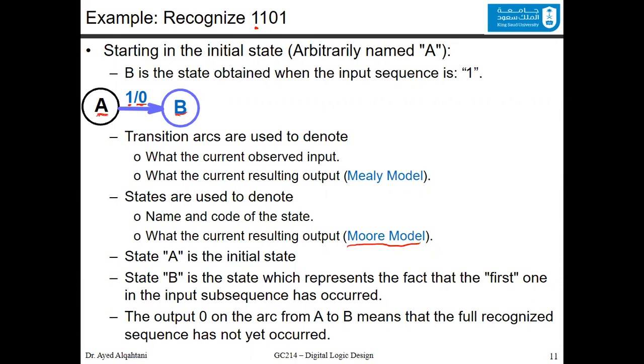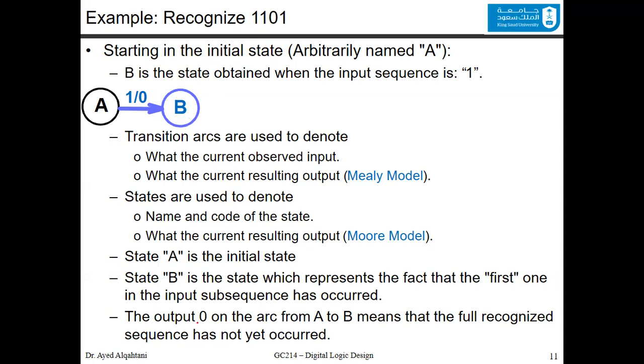So basically what happens here, state A is the initial state. We draw it. And then state B is the state that represents the fact that the first logic 1, this one, in the input subsequence has occurred. So if you are in state B, it means that the first sample has already occurred in the past. This is the meaning of state B.